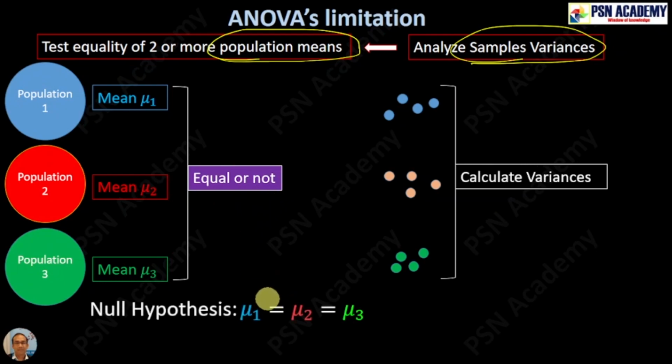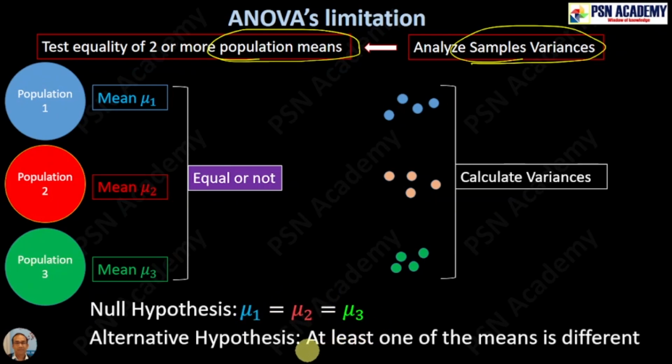So, the null hypothesis becomes mu1 equal to mu2 equal to mu3. That means all the means are equal. And the alternative hypothesis will be that at least one of the means is different, right? That means if mu1 is not equal to mu2, but mu2 is equal to mu3, then also the null hypothesis fails. Or if mu2 is not equal to mu3, but mu1 is equal to mu2, then also the null hypothesis fails. If the null hypothesis fails, that means we reject the null hypothesis, right?